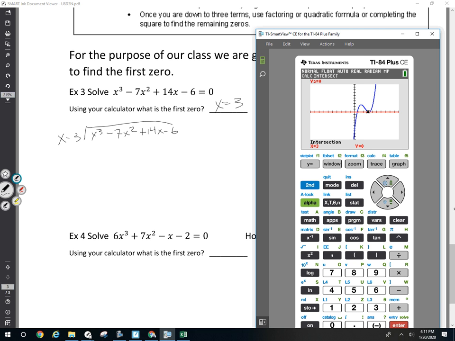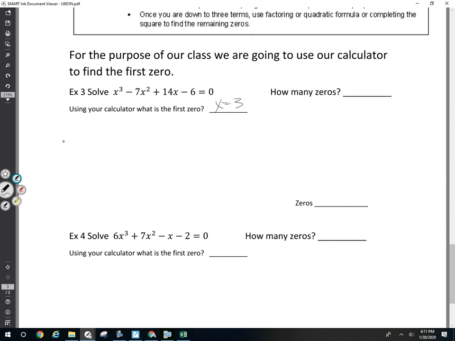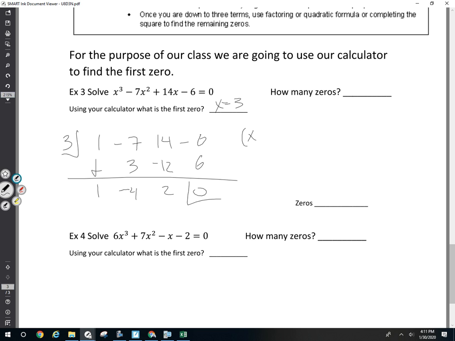Now, I'm not going to do that. Instead, I'm going to do synthetic division. So I got a positive 3. 1, negative 7, 14, negative 6. Bring down, multiply, add. Multiply, add. Multiply, add. Good. So I get that x minus 3 times x squared minus 4x plus 2 gives us 0. Now I saw that we had 3 zeros, right? My other 2 are going to have to come from here.